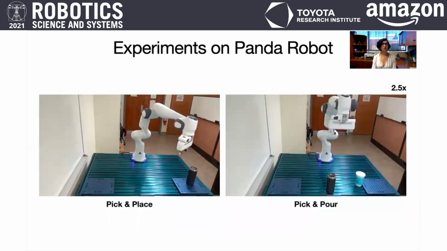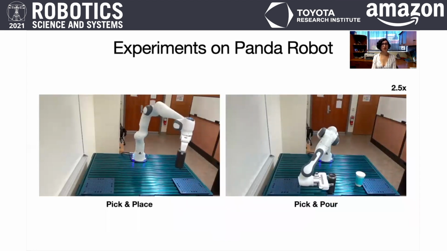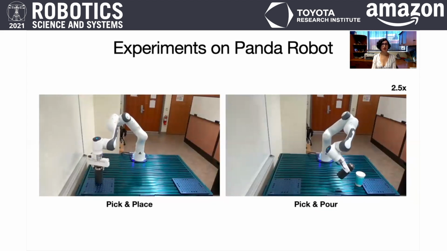We also implemented PSM-star on a Panda robot arm. Here, the robot is able to complete both a simple pick-and-place task, as well as the more complex pick-and-pour task.